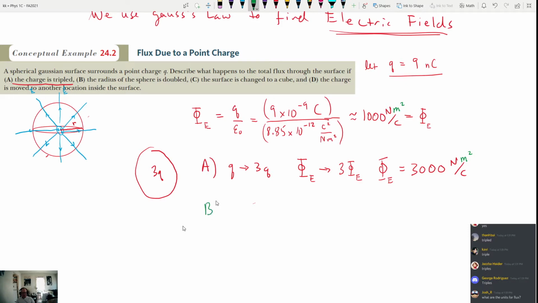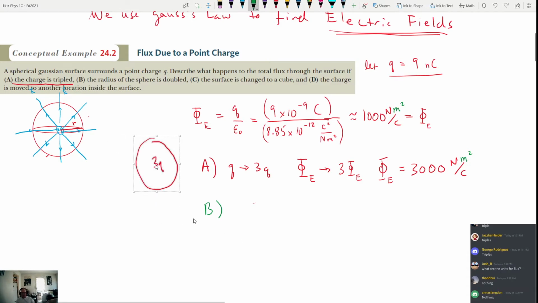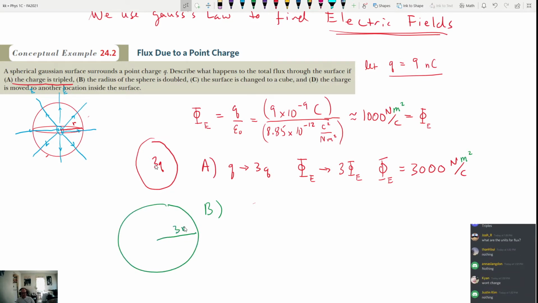So let's do a different color. What happens if I take my same object and I double the radius of the sphere? So now, draw a little different picture. Now what we have is a bigger sphere, has radius 3r, and inside we go back to our original charge. So it's just charge Q now. The flux is unchanged, okay? Flux is only dependent upon the charge inside, and if you make the radius bigger, you don't change the flux, right? Okay, so same flux.